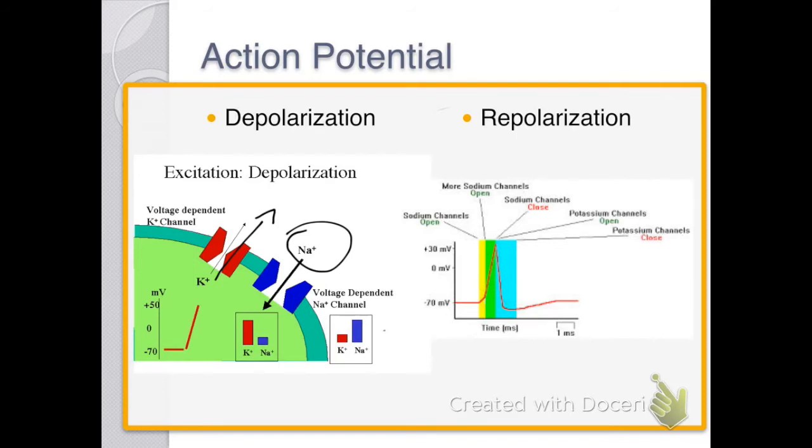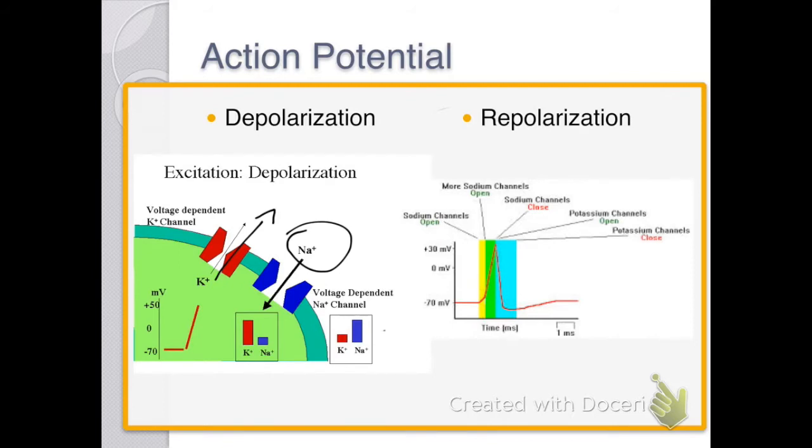This state is called being depolarized, or the excitation state, and this is the state the neuron needs to be in in order to send that signal along to the brain, where it can be processed, and then you can interpret the meaning of that signal.